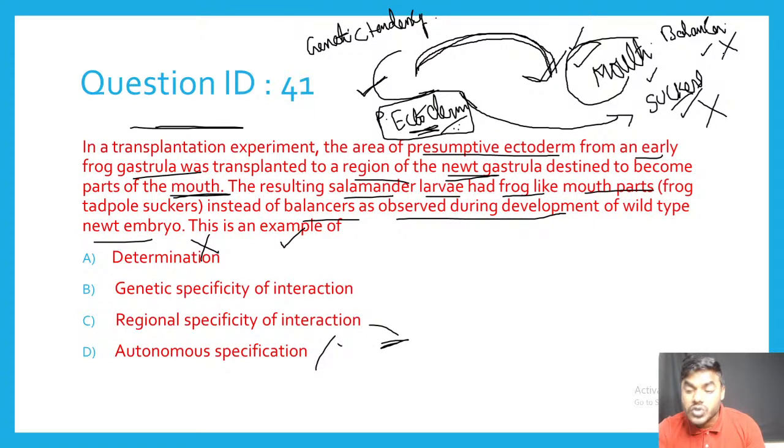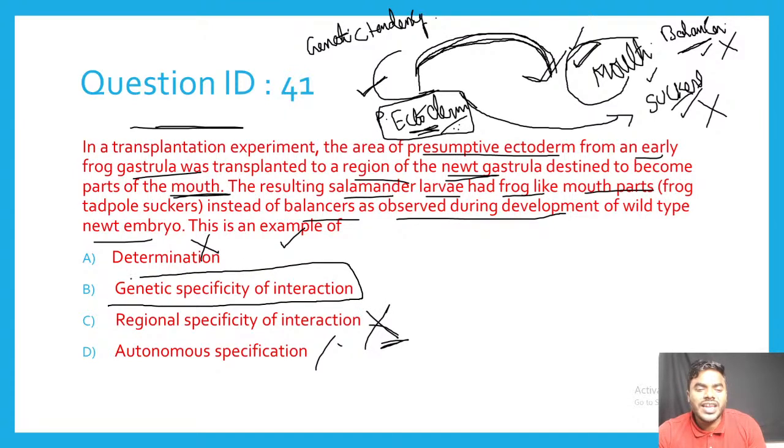Don't confuse. What I want to say is that the presumptive ectoderm is genetically specified. It has a genetic tendency, the ability to convert the region only into mouth. It cannot convert any region into any other part apart from the mouth. So it cannot be a regional specificity of interaction. It will become a genetic specificity of interaction.